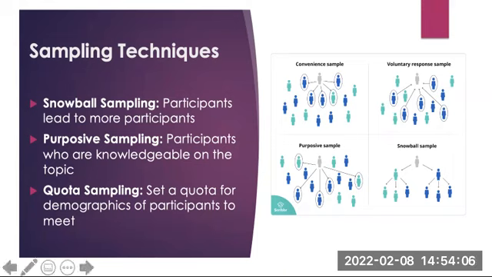The other type of sampling technique is called quota sampling. For this type of technique, you set a quota based on demographics. For example, if you want to ensure that a certain number of Latinos, a certain number of whites, a certain number of African American participants are part of your study, that would be quota sampling, if you want to compare perspectives or ensure representation of different groups.